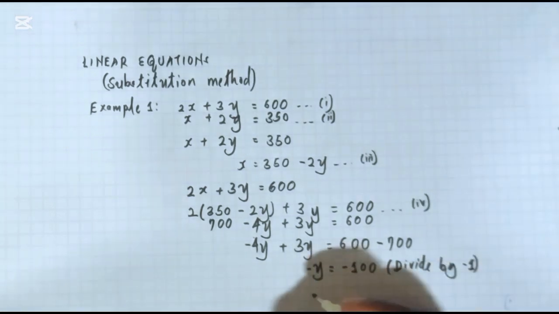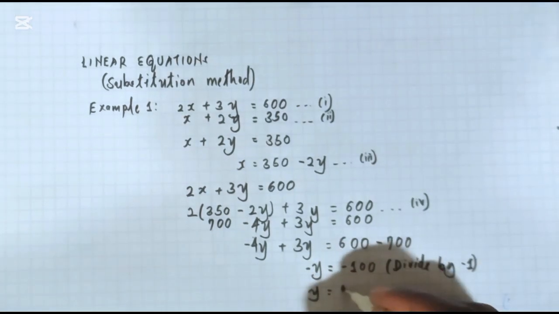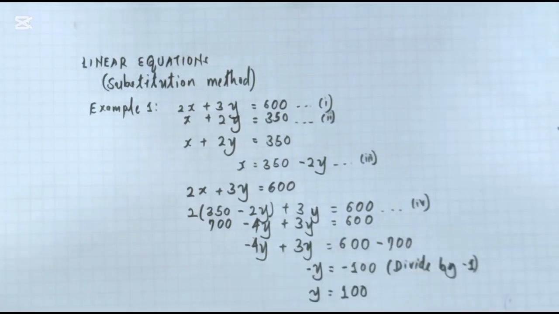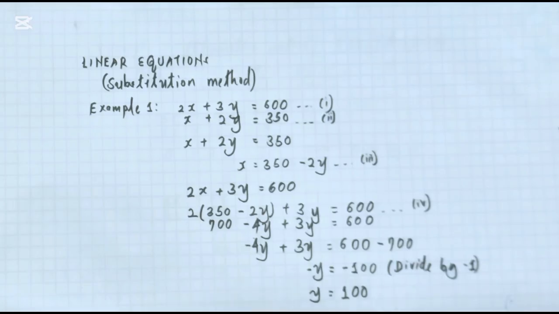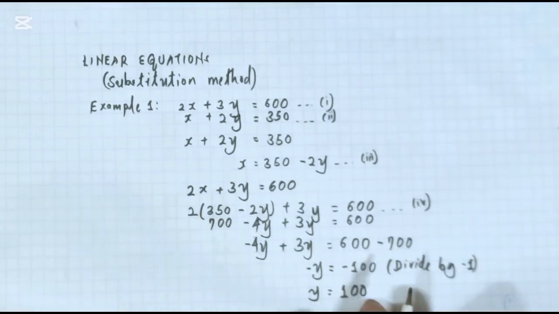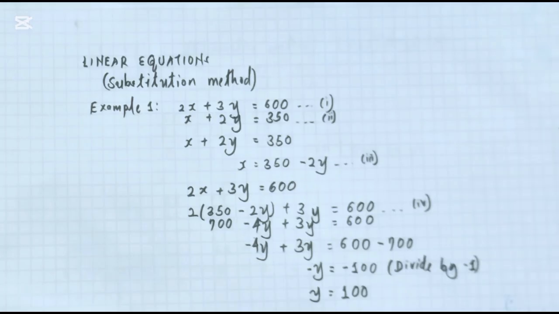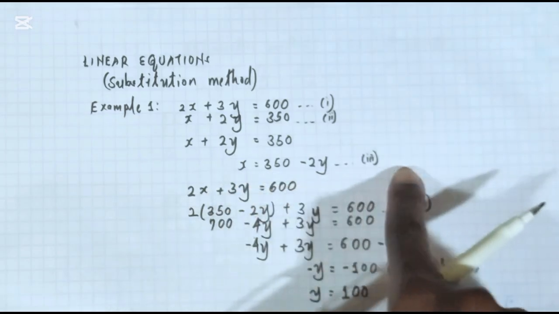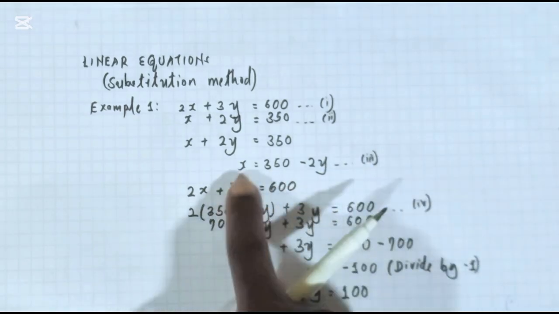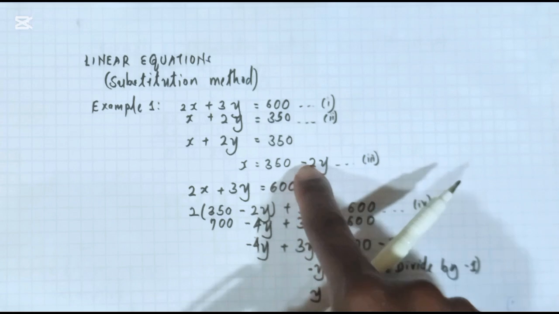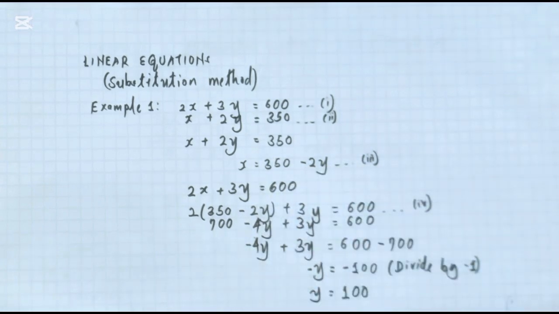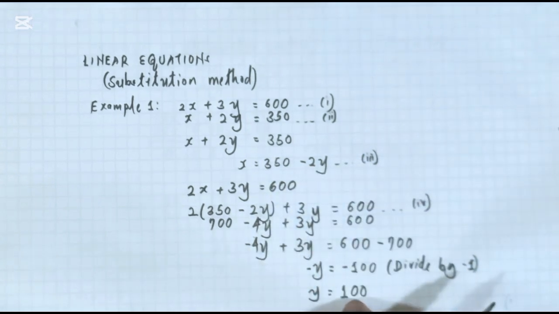This will give us the value of y, and in this particular case, the value of y will be 100. So we have solved for the value of y. Remember, we are trying to solve for x and y. That is the value of y in this problem, and we've solved it using the substitution method. For us to find the value of x, we will use equation 3. Remember we said that x was equal to 350 minus 2y. So wherever we see y, we'll put 100.